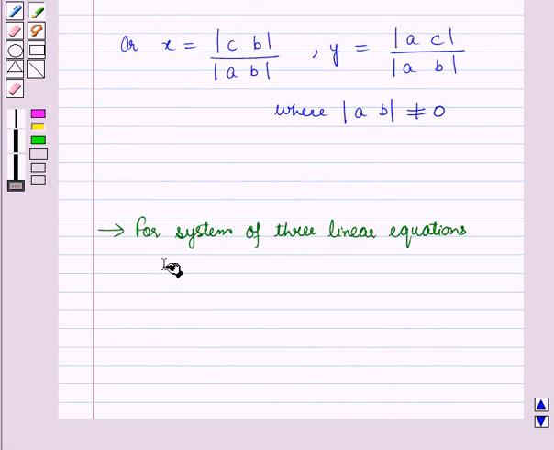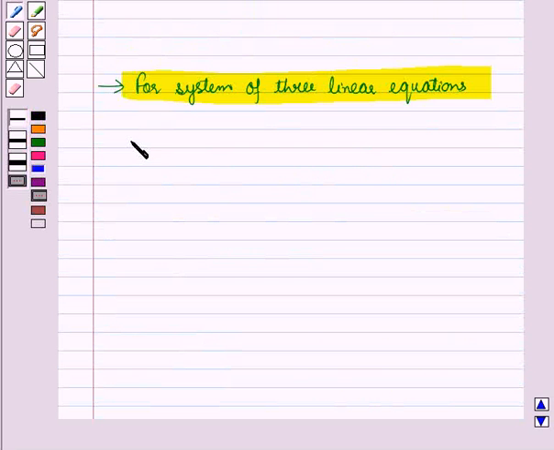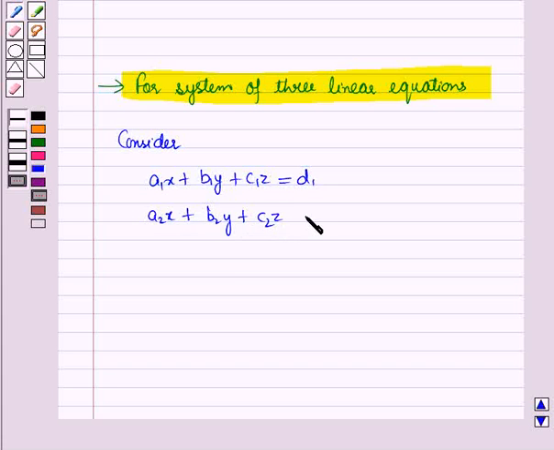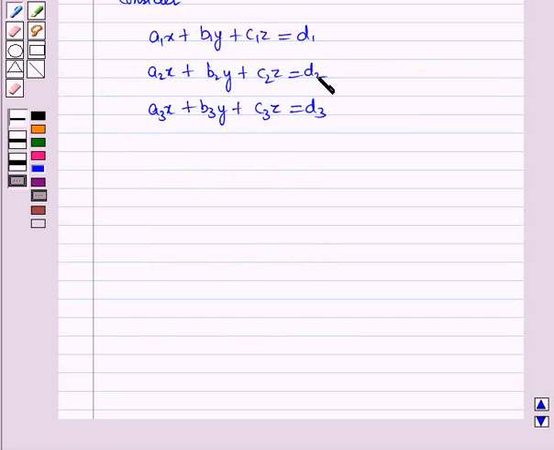Now let us discuss the Cramer's rule for the system of three linear equations. Now consider three linear equations, that is a1x plus b1y plus c1z is equal to d1, then a2x plus b2y plus c2z is equal to d2, then a3x plus b3y plus c3z is equal to d3, where d1, d2 and d3 are the constants and they are placed on the right hand side of these equations.